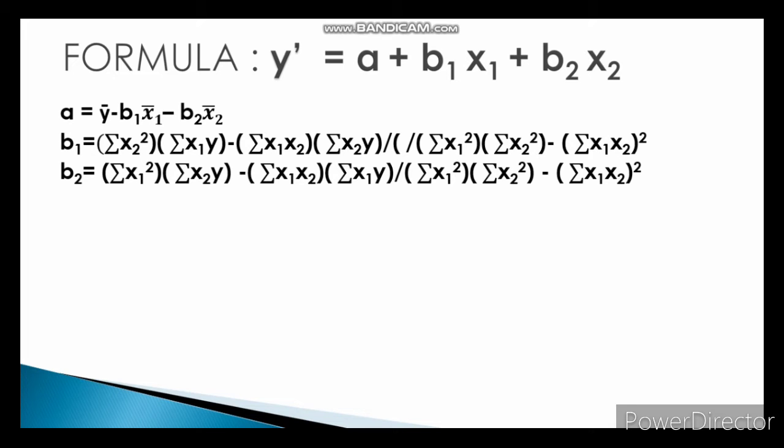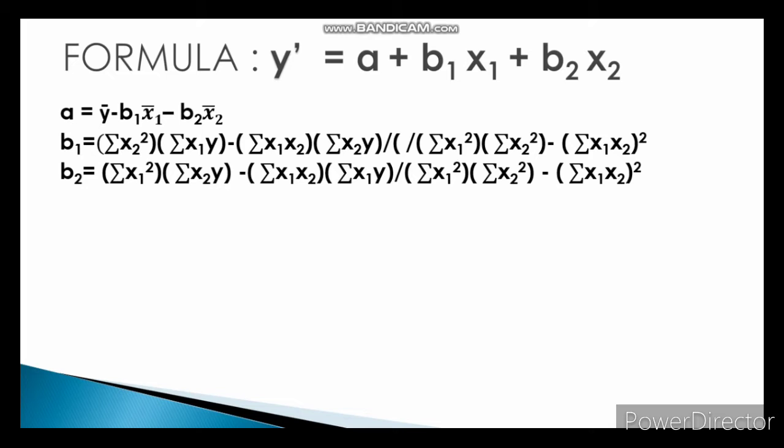Kay b sub 2 naman, summation of x sub 1 square multiply to the summation of x sub 2y minus to the summation of x sub 1 x sub 2 multiply to the summation of x sub 1y all over summation of x sub 1 square multiply to the summation of x sub 2 square minus to the summation of x sub 1 x sub 2 quantity square.